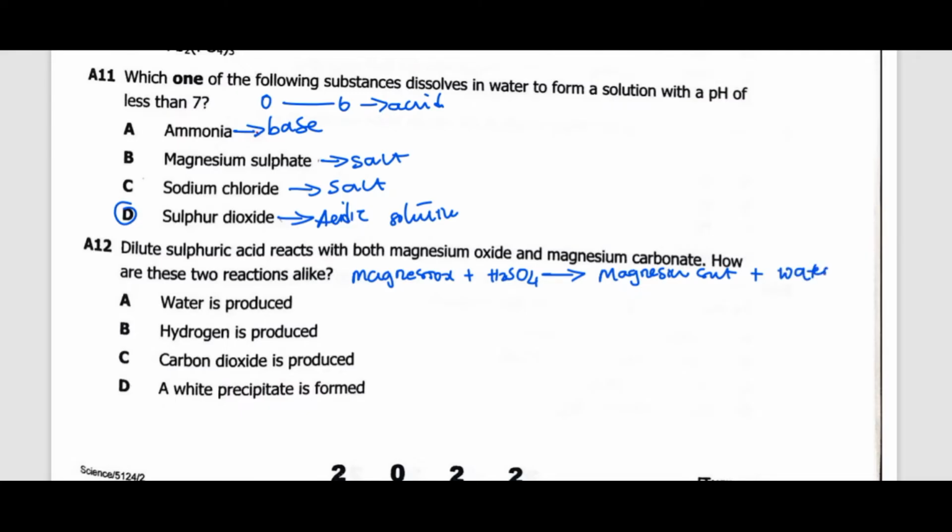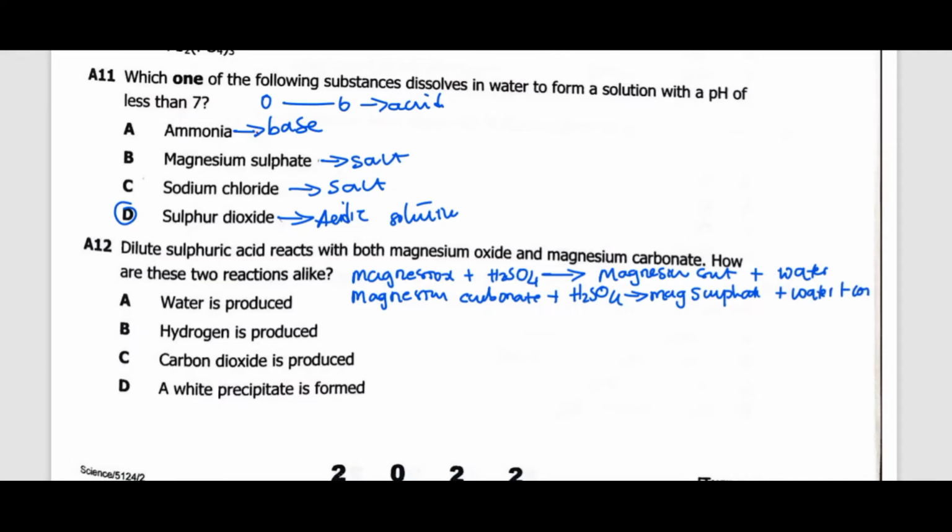So during the reaction of a metal oxide with an acid, water must be produced. Now let's check this one. Let's say, for instance, we have magnesium carbonate. This reacts with the same sulfuric acid. So what are the products? Here we are going to have magnesium sulfate also. What else? We are going to have water plus carbon dioxide.